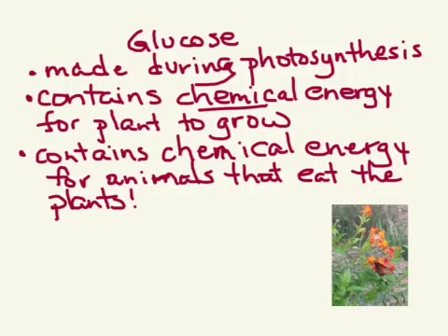So glucose is the form of energy that is made for the plant during the process of photosynthesis. It contains the chemical energy for the plant to grow, and it also contains the chemical energy for the animals that will eat the plants.